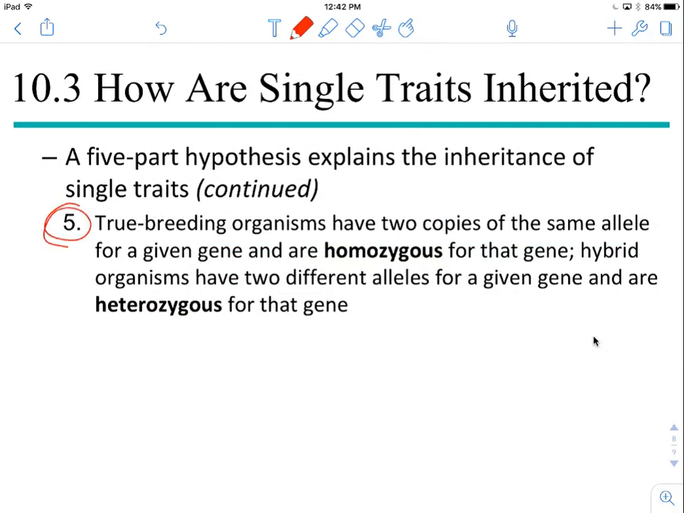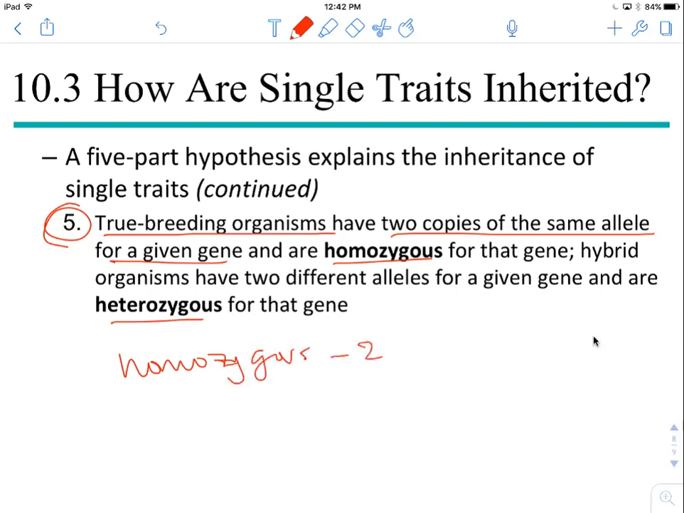And 5, we're talking about homozygous versus heterozygous. True breeding organisms, okay, organisms that will self-fertilize and make only the same characters as the parent, have 2 copies of the same allele for any given gene. And this is called homozygous. So homozygous, okay, have 2 of the same alleles. I'm having serious spelling issues here. 2 of the same allele for a gene, okay, in the zygote, okay?